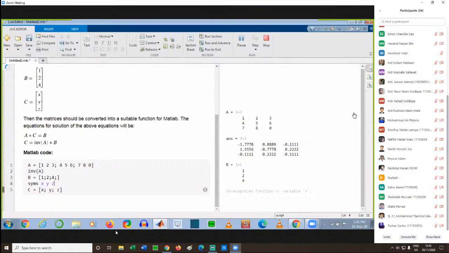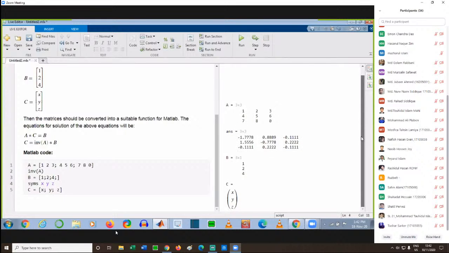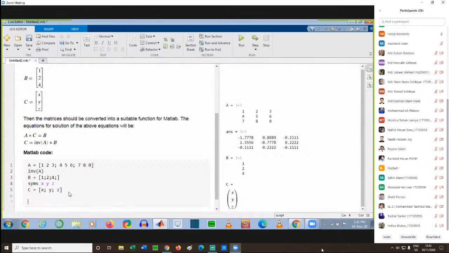Look, it's working. So when there is a variable, you have to assign that variable. And actually, the C matrix, you don't have to assign here. It is not necessary. It is only for your understanding. So the C matrix is not mandatory here. Still, if you want, you can assign that. Now, what is the solution?